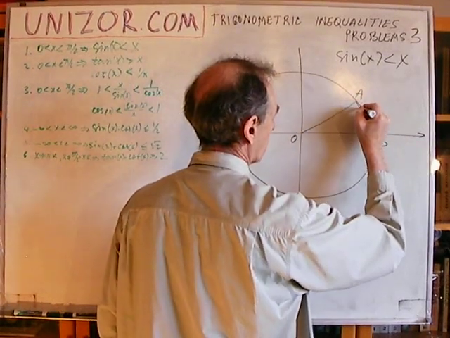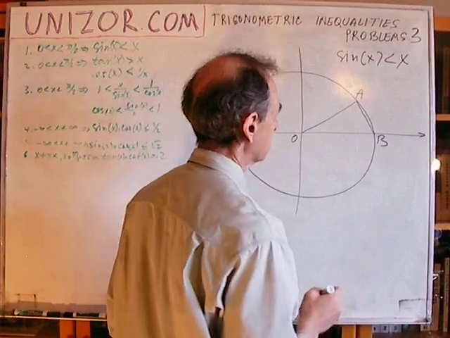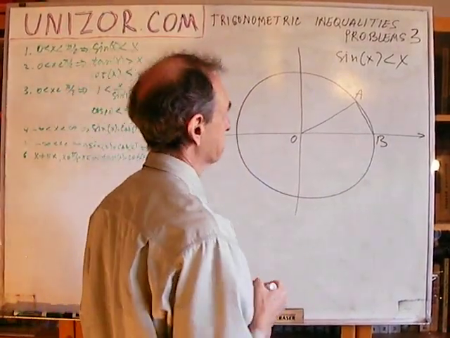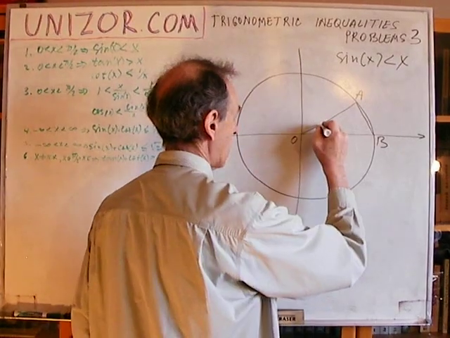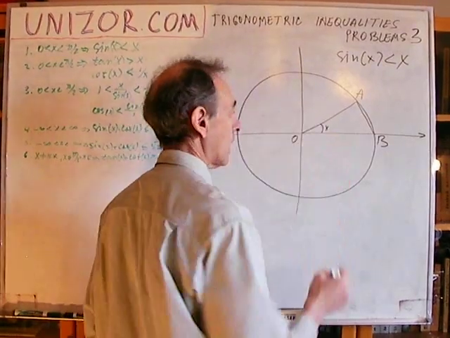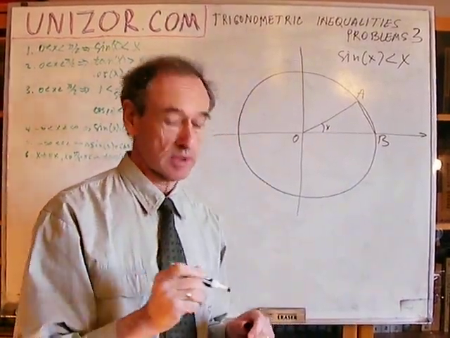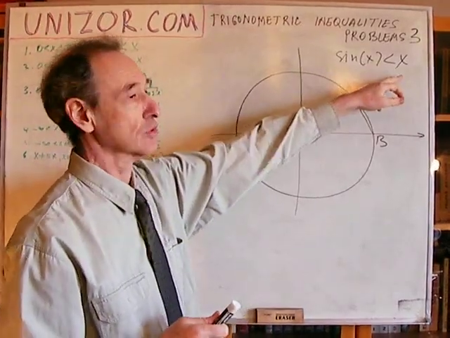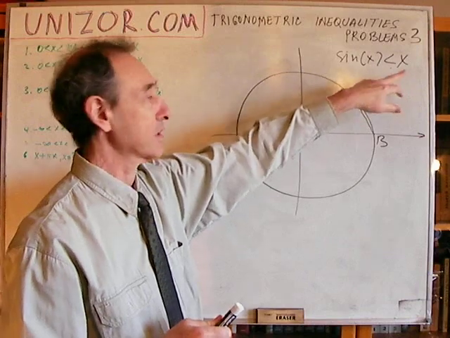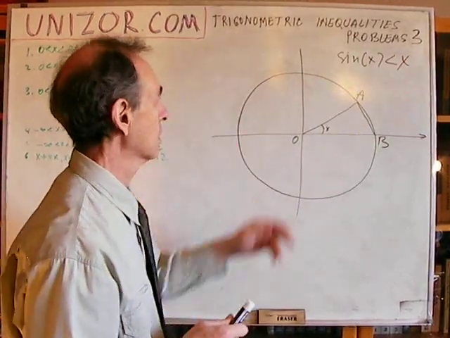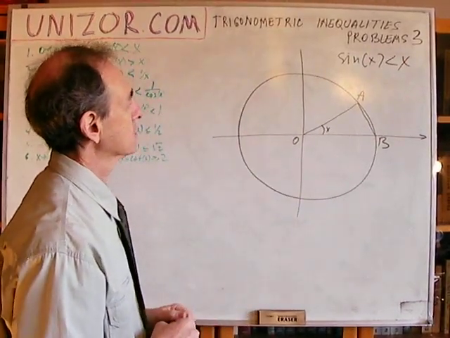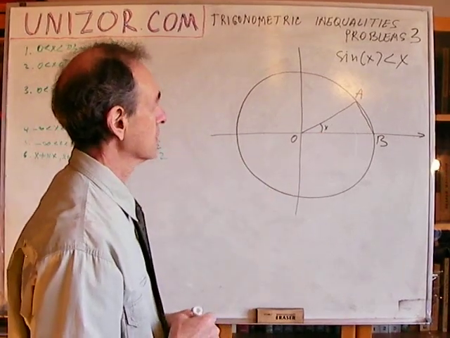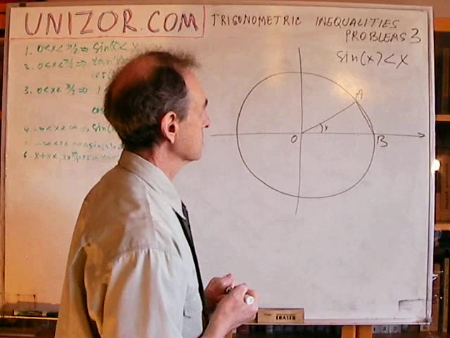Let me draw a chord AB. Let's say the angle is X. And I'm talking about radians, obviously. If you change it to degrees, it will definitely be wrong. So we are talking about radians in this case.